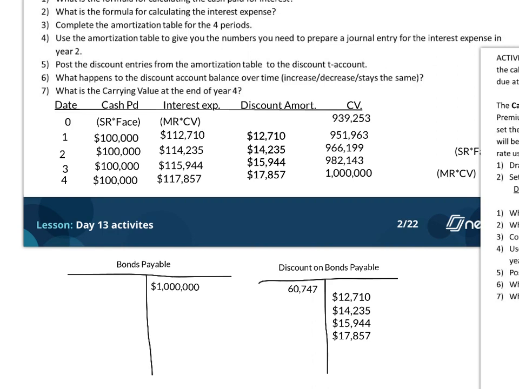What's the carrying value at the end of year 4? This is just making sure you understand. At the end of the bond's life, it's got to be the face amount of the bond. All right, that's activity 1. Whew, that took a long time.